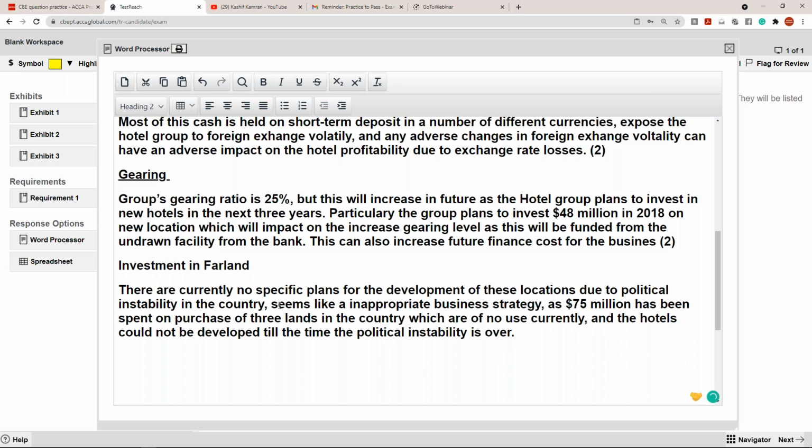You have invested in a wrong country, right? That means you have not evaluated the country before. You have not evaluated the country for its political structure, and you have made a wrong investment in a country where there was political instability. Is that clear to everyone? So do you believe investment in farland is a wrong decision for the Sunshine Hotel, and the $75 million is a wrong investment? So will you criticize the business strategy of the hotel here?